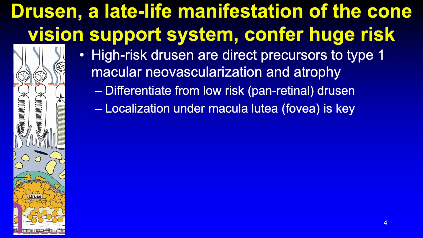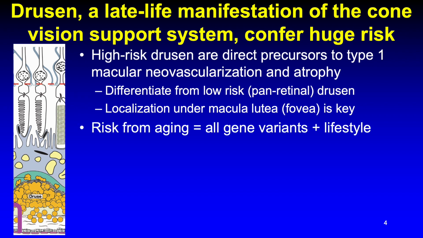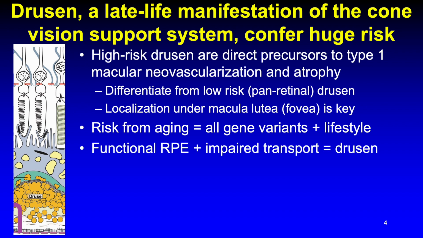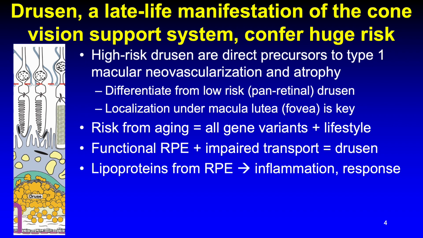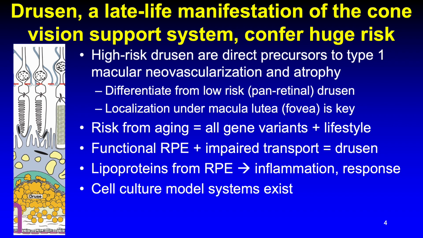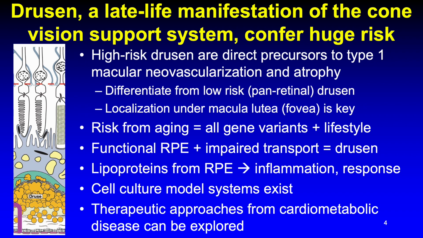Risk from aging is huge and equal to all gene variants and lifestyle together. Drusen occur from relatively functional RPE and impaired transport of constitutively released materials, including lipoproteins. The lipoproteins from RPE lead to inflammation and a cellular and humoral response. Cell culture model systems exist, and therapeutic approaches from cardiometabolic disease can be explored.